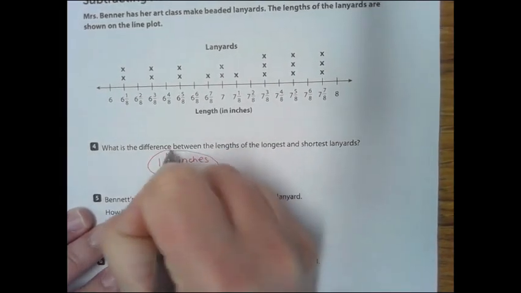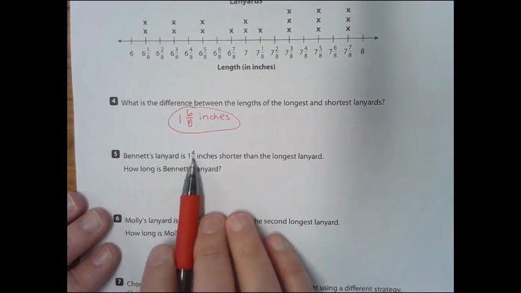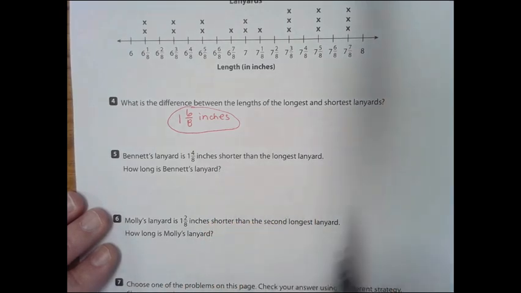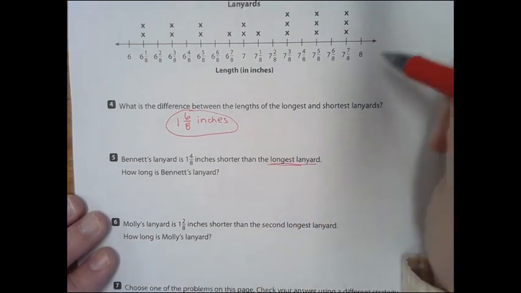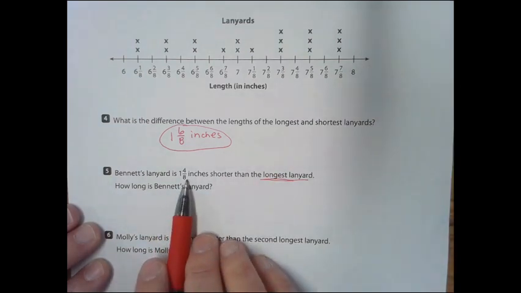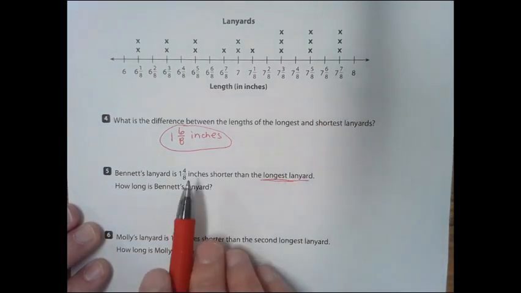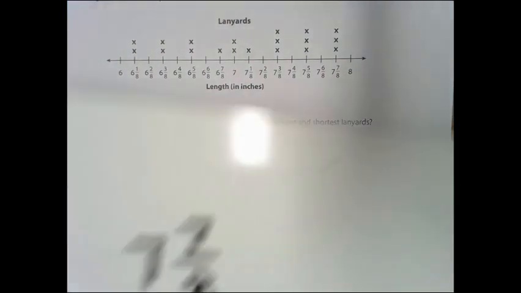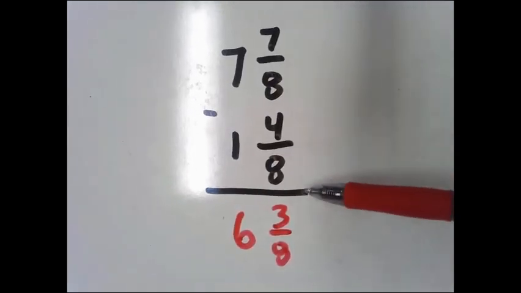All right, number 5. So Bennett's lanyard is 1 4/8 inches shorter than the longest lanyard. So we got to find the longest lanyard. And that we just did here is 7 7/8, right? And it's 1 4/8 inches shorter than that. So we got to go 7 7/8, take away 1 4/8.